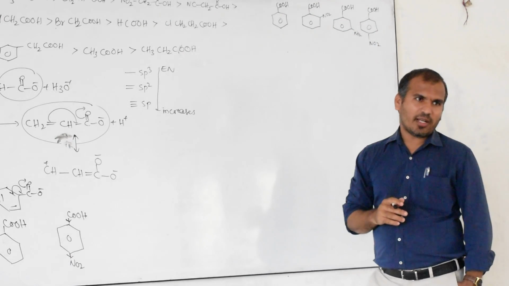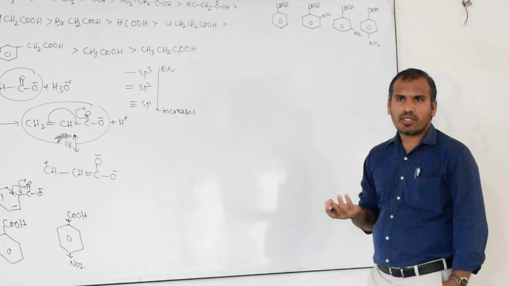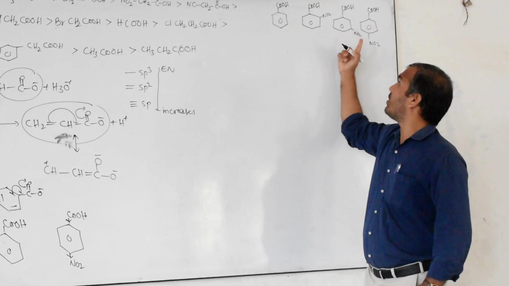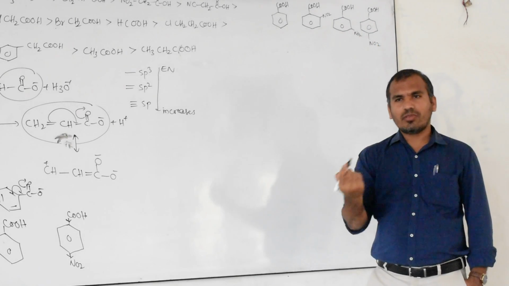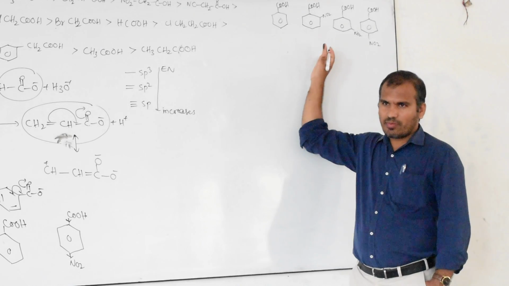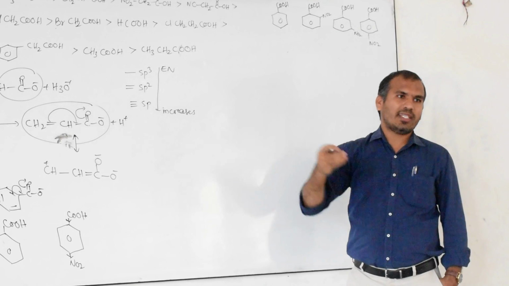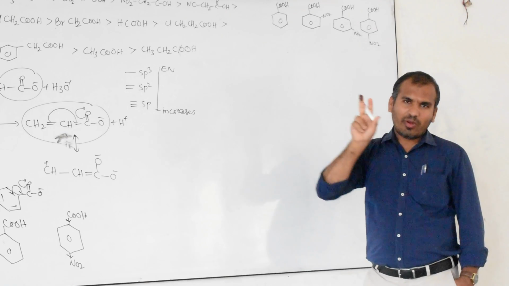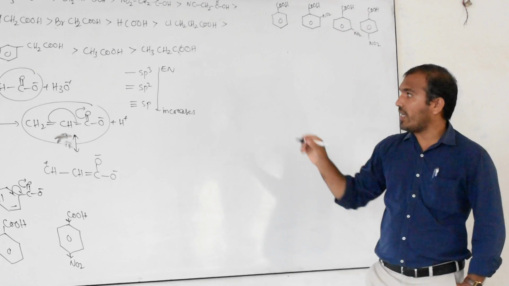Same groups are present, but at different positions: one is ortho position, one is meta position, one is para position. Then how to decide? This type of explanation was given in the phenol acidic nature. Once you revise that, then you will understand. But one extra concept will be there here. What is the extra concept here?